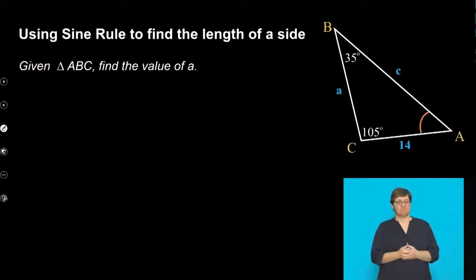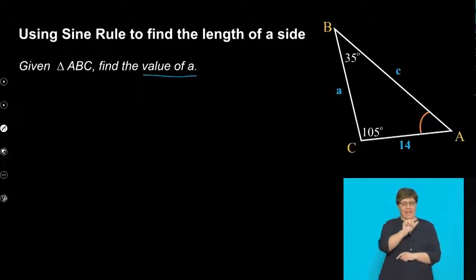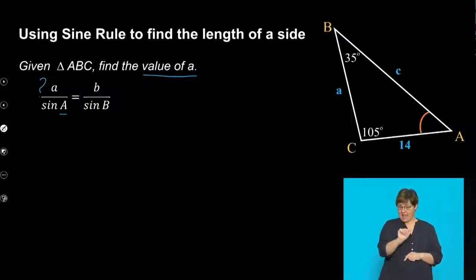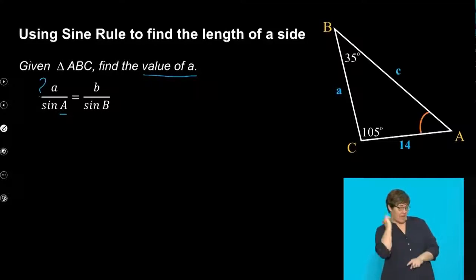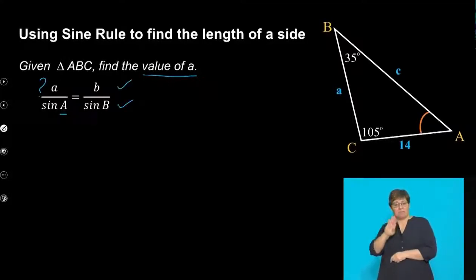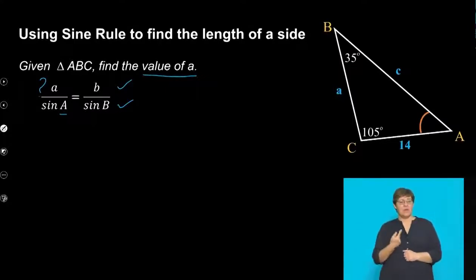So we're finding the value of A. And we've just decided that we're going to use this version of the sine rule. We need to find A. We're going to use angle A, which we have to find first, and we're going to use B over sine B. Both of these we have. We don't have angle A yet, but we can find it.